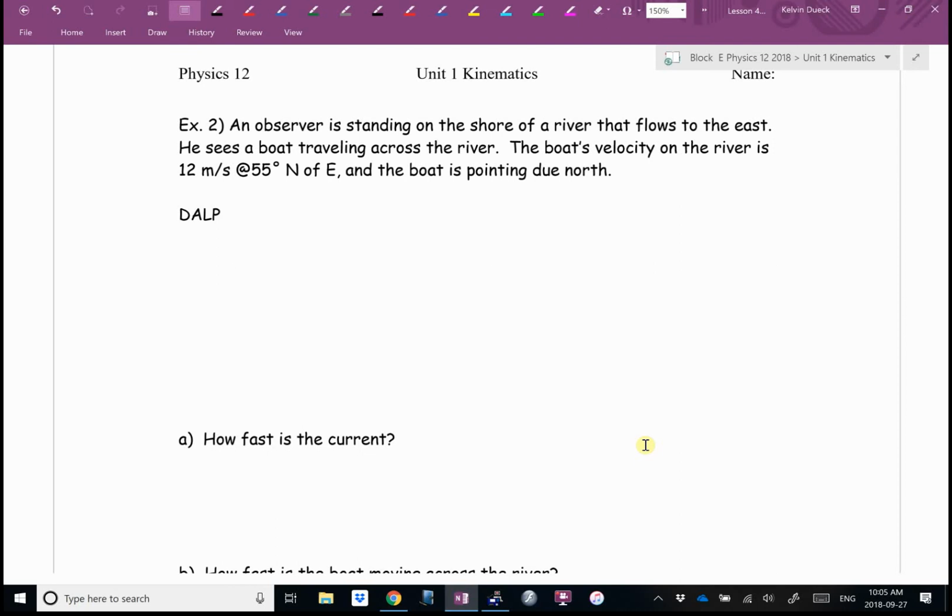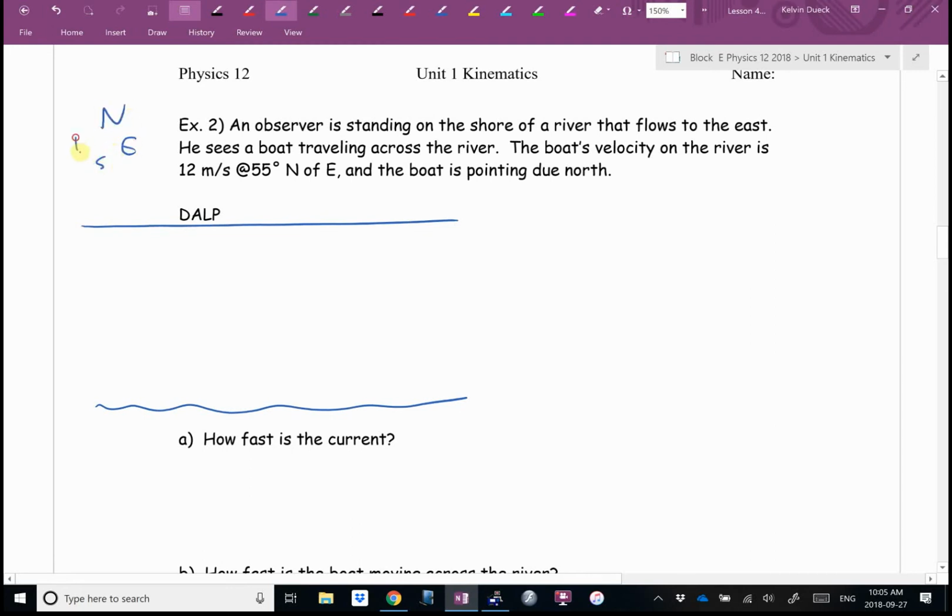An observer is standing on the shore of a river that flows to the east. He sees a boat traveling across the river. The boat's velocity on the river is 12 meters per second, 55 degrees north of east. The boat is pointing due north. This is a clone of the question that we just did, so if you feel like you want to work ahead, you can. We all just turned the page, so I'm going to stick another compass rose on there.